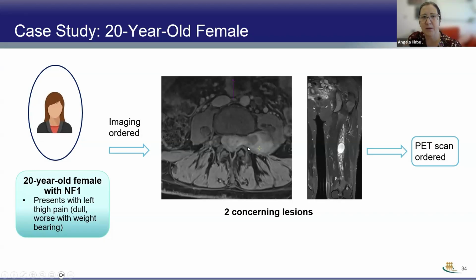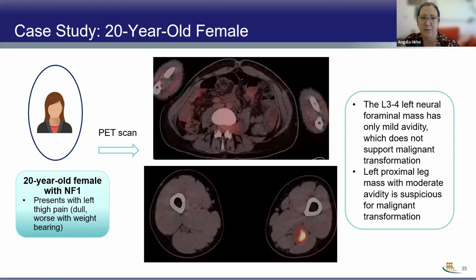One was this sort of dumbbell lesion along the spine, and the other one was this distinct nodular lesion within a plexiform neurofibroma in the thigh. So we wanted to further work this up, and this led to PET imaging. And you can see that sort of dumbbell lesion doesn't really have a very high SUV, whereas the lesion in the thigh certainly did.